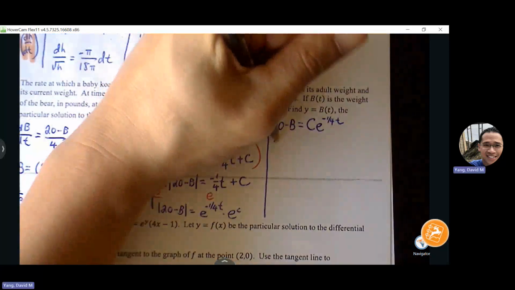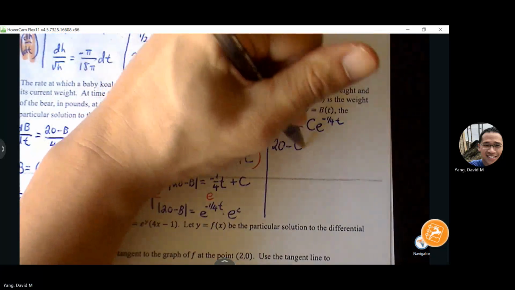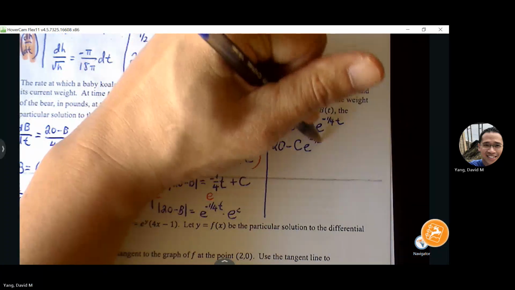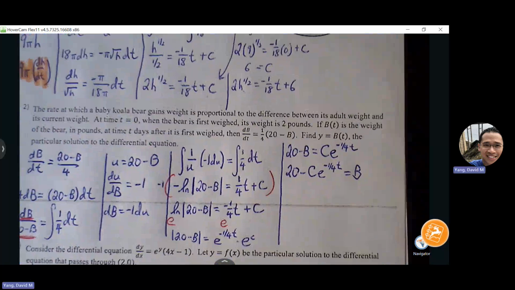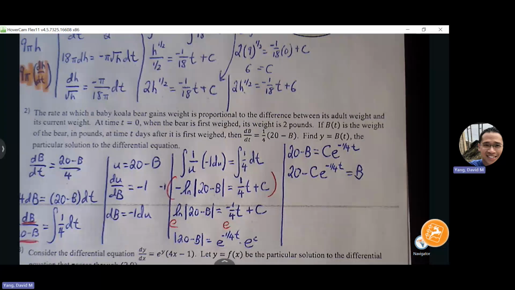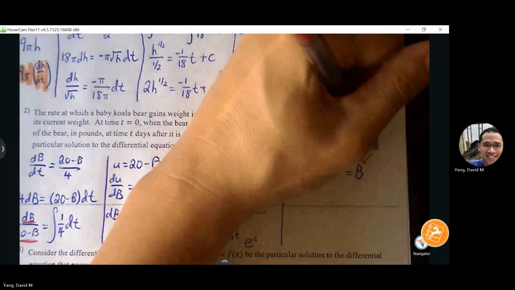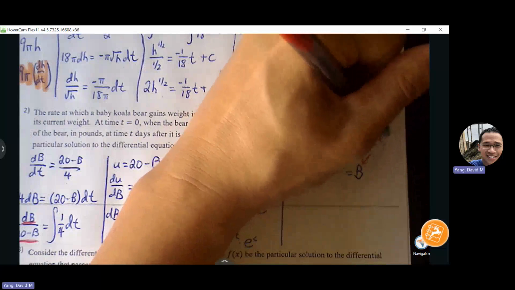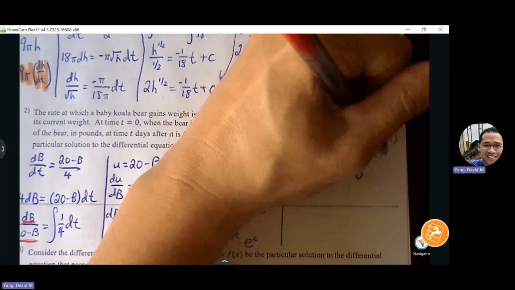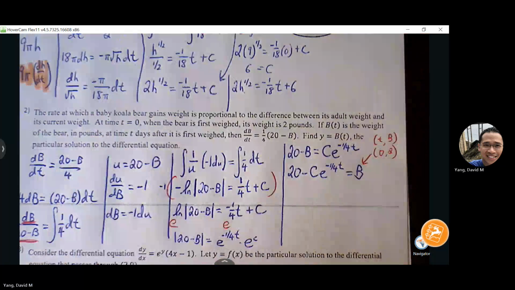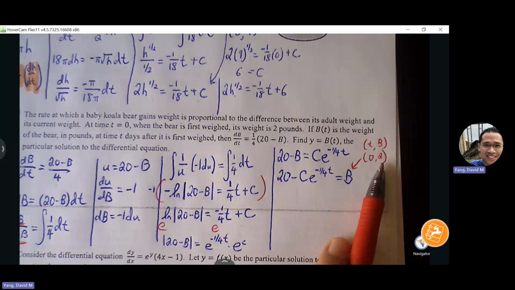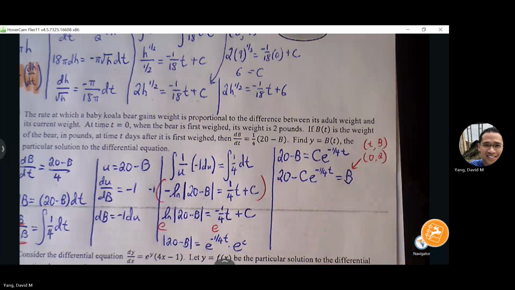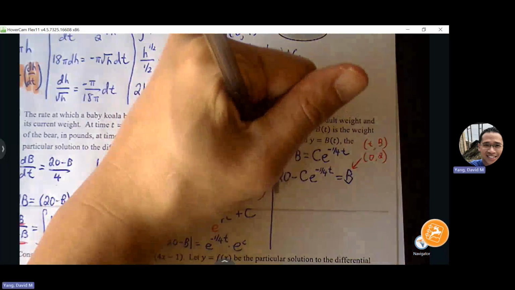Okay, let me solve for B here. So there's my general equation. I have an ordered pair that I can use to help me solve for C. My ordered pair is (0, 2), right? At time t equals 0, the bear is 2 pounds. This will help us solve for B.